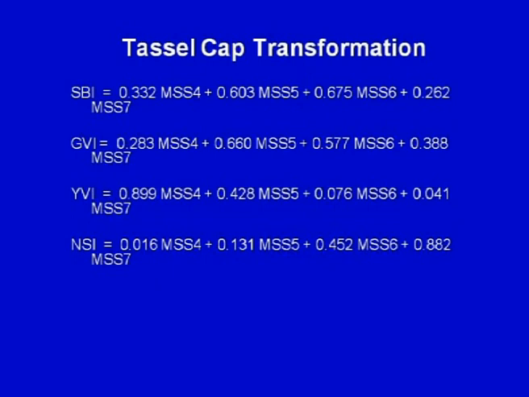These are the soil brightness index, which is nothing but a coefficient of 0.332 multiplied by the MSS 4 brightness value, plus 0.603 multiplied by the MSS 5 brightness value, plus 0.675 multiplied by the MSS 6 brightness value, plus 0.262 multiplied by the MSS 7 brightness value. Similarly, the green vegetation index, the yellow vegetation index and the non-such index have been computed.